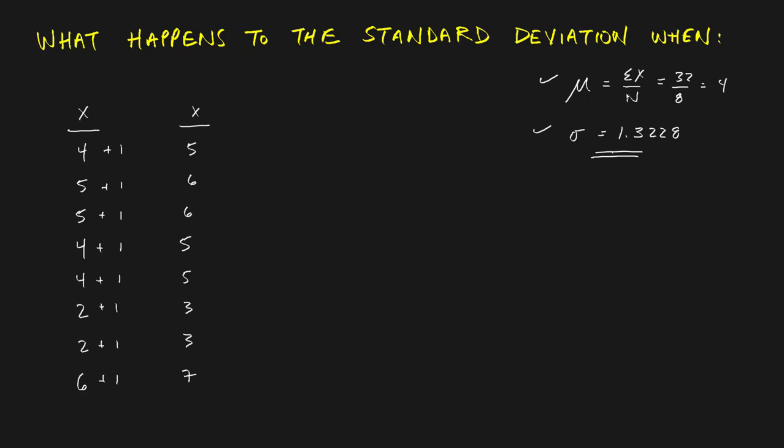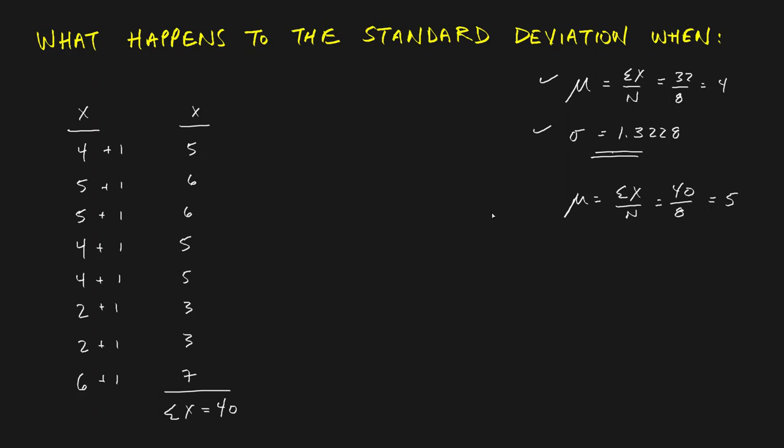Let's start off with the mean. The mean used to be 4. Now the mean is going to be the sum of x over n, and the sum of x is going to change. If you add up these values, 5 plus 6 plus 6 plus 5 plus 5 plus 3 plus 3 plus 7, this time it's not going to come out to be 32 like it did with my original set of data. It's going to come out to be 40. So this is 40, divided by 8. The average is equal to 5.